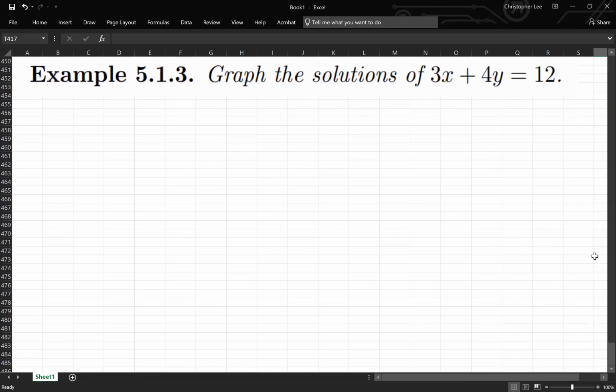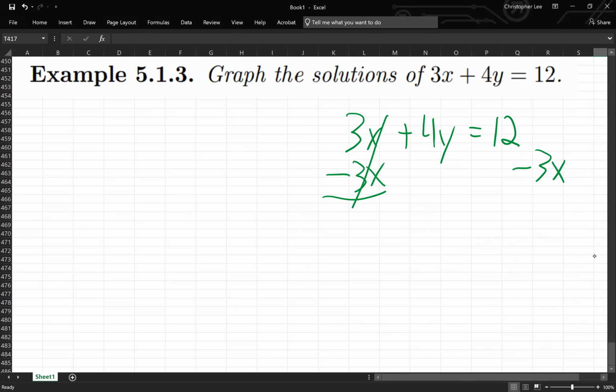I got 3x plus 4y equals 12. Tell me what to do. So you're saying subtract 3x from over here? But what I do to one side of the equation, I gotta do to the other side, right? So what do I have now? All right, 4y equals negative 3x plus 12.